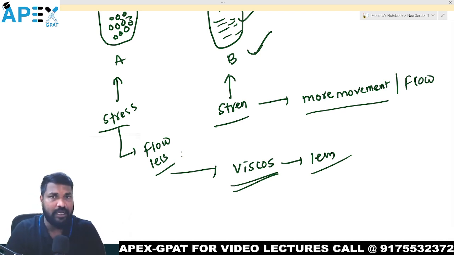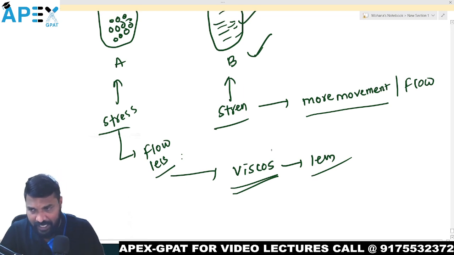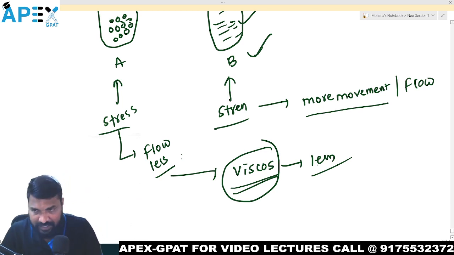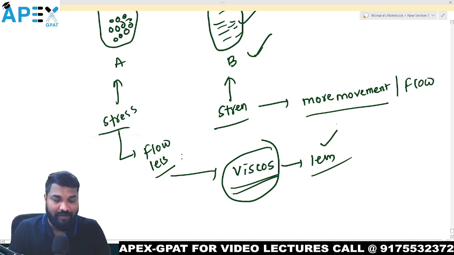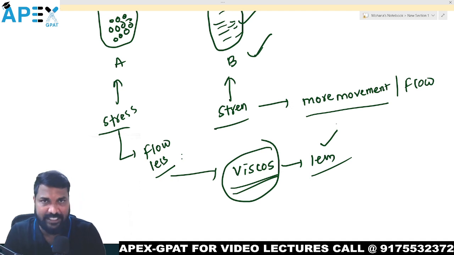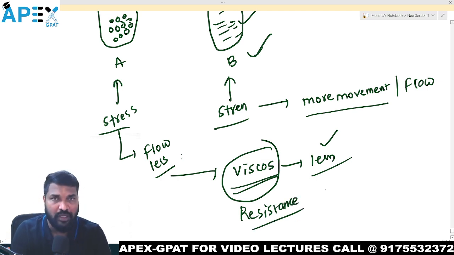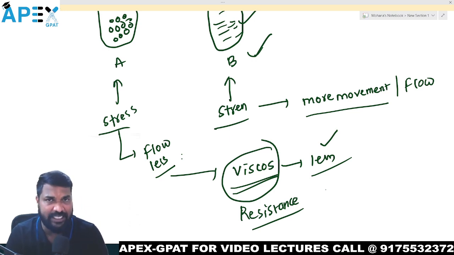So whenever the liquids have a viscous nature, what happens to their flow? Is the flow more or less? Obviously the flow is less. Whenever we have viscous liquids, the flow is less. Why is the flow less? Because there is a resistance. The liquid shows resistance to move, it shows obstacles to move. That is what we call viscosity.